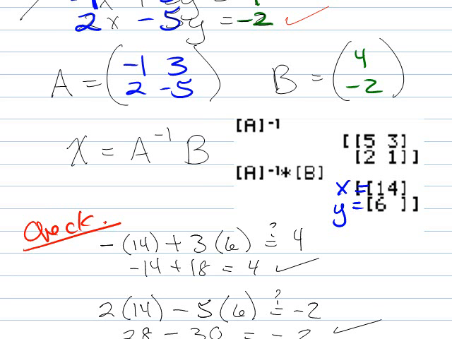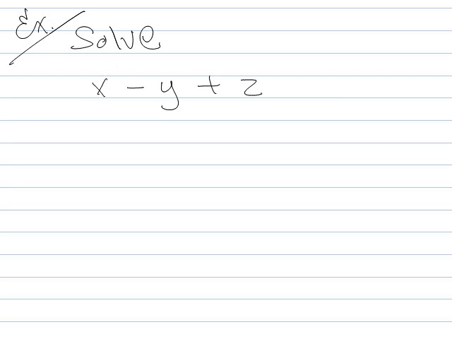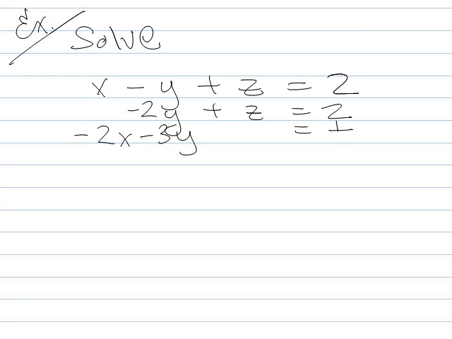So let's do one more fancy pants example because it's fun. And I'm going to solve a 3 by 3 just to show off. So, say now I want to solve x minus y plus z equals 2. Negative 2y plus z equals 2. And negative 2x minus 3y equals 1/2.